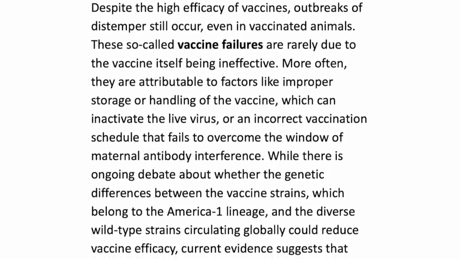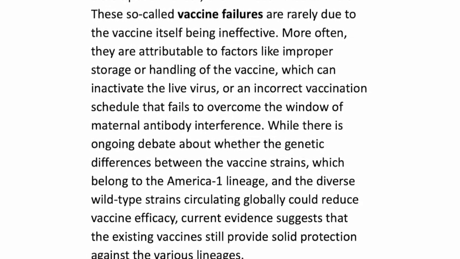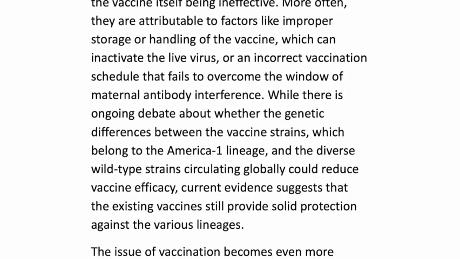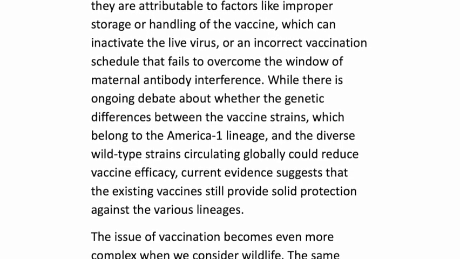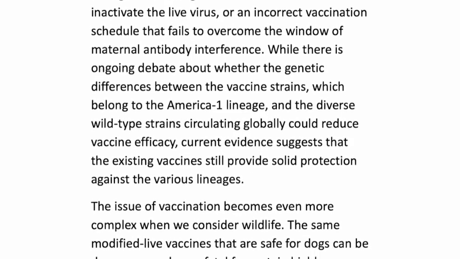While there is ongoing debate about whether the genetic differences between the vaccine strains, which belong to the America 1 lineage, and the diverse wild-type strains circulating globally could reduce vaccine efficacy, current evidence suggests that the existing vaccines still provide solid protection against the various lineages.